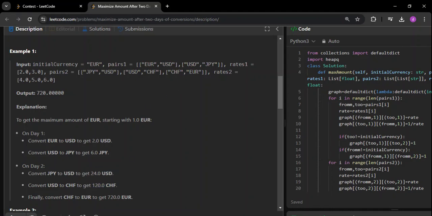Now on the same day, 1 CHF is worth €6. So currently I have this many CHFs. I will be multiplying them with 6 to get €720. So remember, one thing is very important: you will have to end in the original currency only. If you see here, at the end of day two, if I come back to the original currency that I had, in terms of my original currency, I have 720 currency units now.